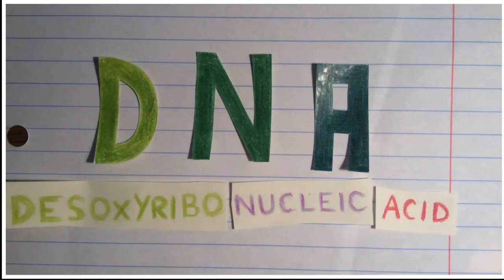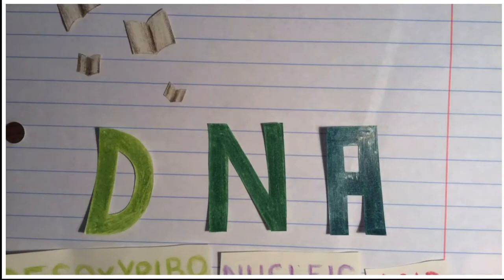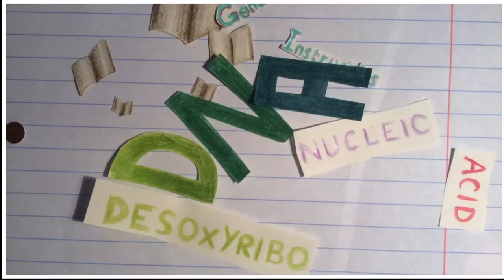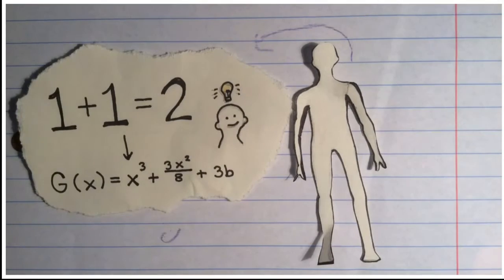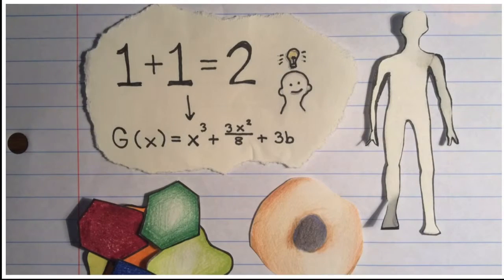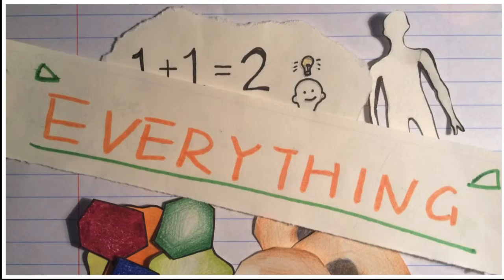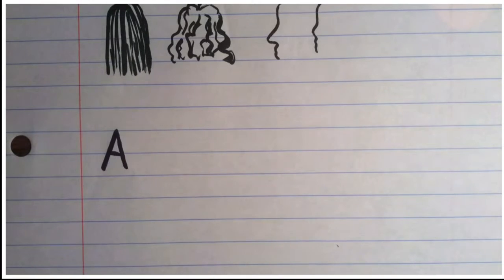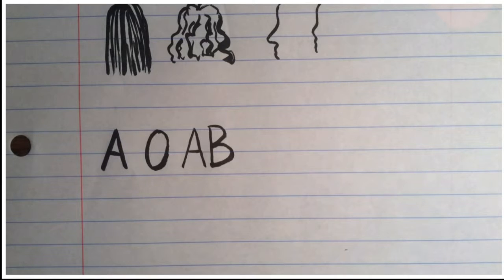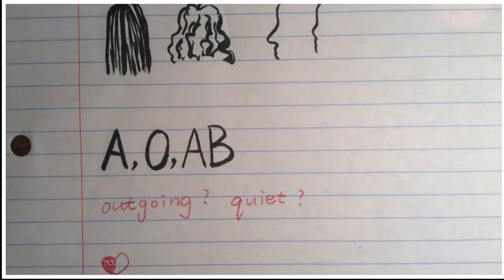Because DNA, deoxyribonucleic acid, is a molecule that carries the genetic instructions used in the growth, development, functioning, and reproduction of all living organisms. Every part of you depends on DNA. Your outfit, hair, face, your blood type, A, B, O, and AB. Your characteristics, whether you're outgoing or quiet. Your sexuality, your ability in sports. Basically, your body is full of DNA.